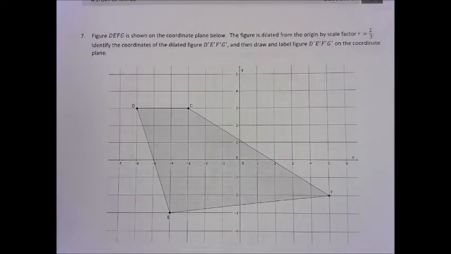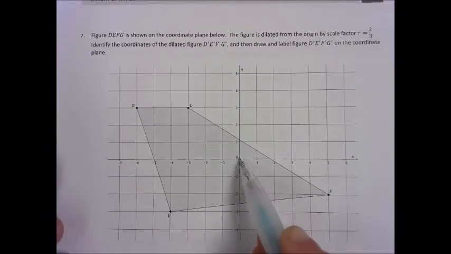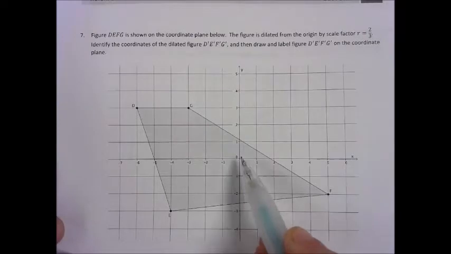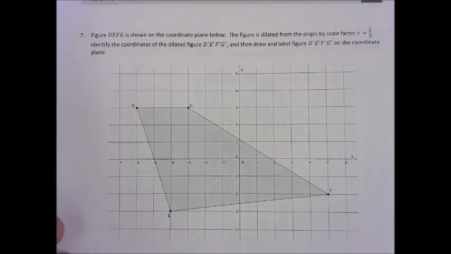Alright, so now we're going to skip a couple exercises, and we are on page 28. This is exercise 7, and we have this figure here, DEFG, and it's dilated from the origin, our (0, 0), by a scale factor of 2/3. So now we're going to have to identify the coordinates of all of our primes and then draw and label the figure on the coordinate plane.